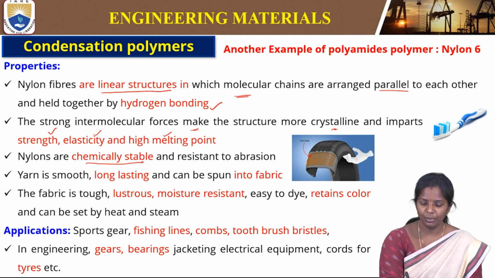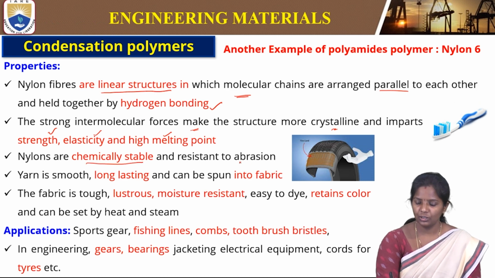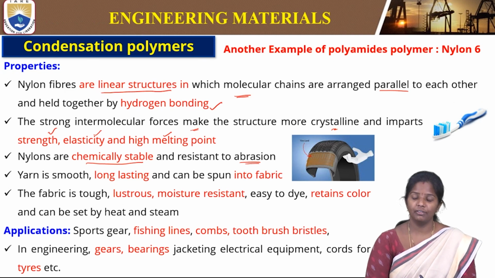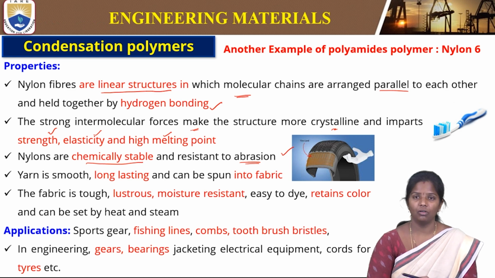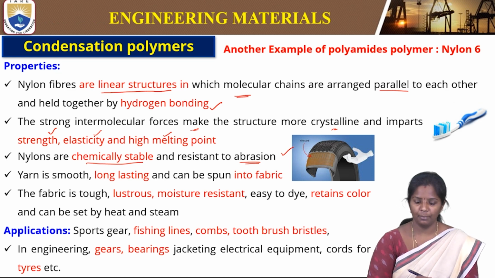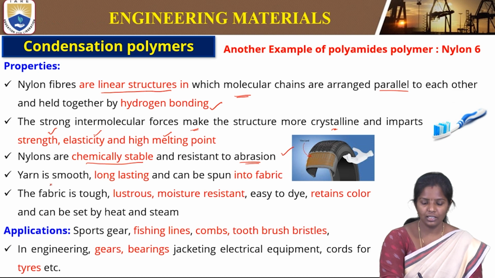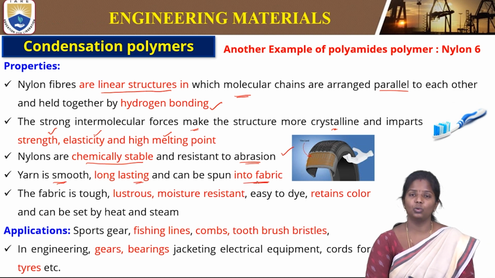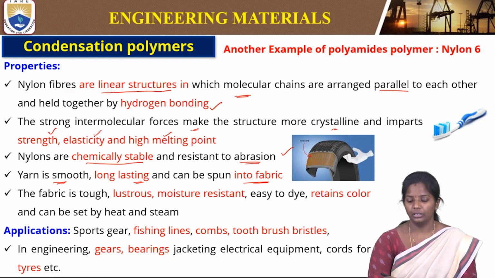So they are also chemically stable and resistant to abrasion. So because of this particular property, we are using it for the tires application also. The sheet of nylon is applied in tire manufacturing. So yarn is smooth and long lasting and can be spun into a fiber. So fabrics are generally manufactured from this yarn that is created from the polymerization reaction of nylon.